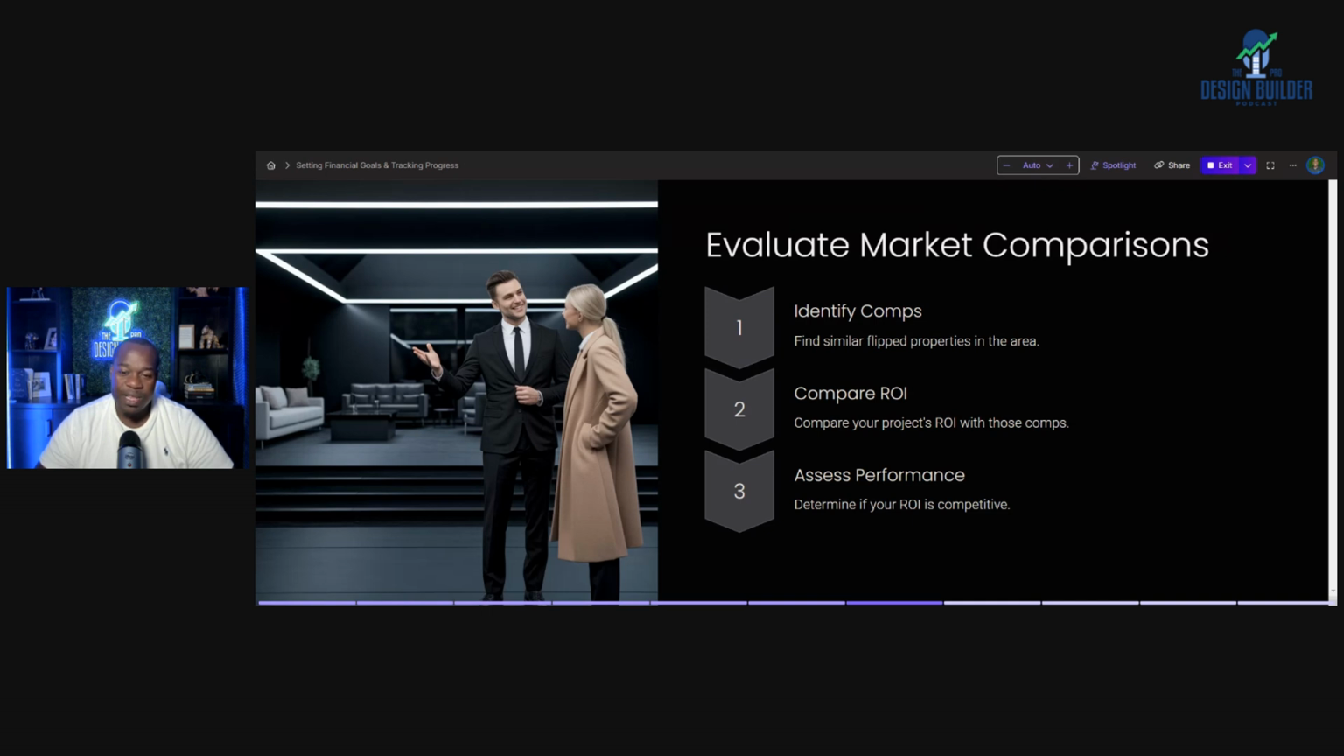So find those comps, and compare your project's ROI to those comps. All right. So flip properties are very good comps for you. If they're done well, if they're not done well, that could be good for you as well, because that's a competition that didn't do their due diligence and didn't do their job correctly. Assess performance, determine if the ROI is competitive, so you have an idea where you're going to land.